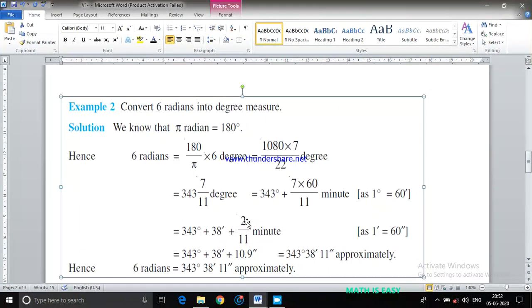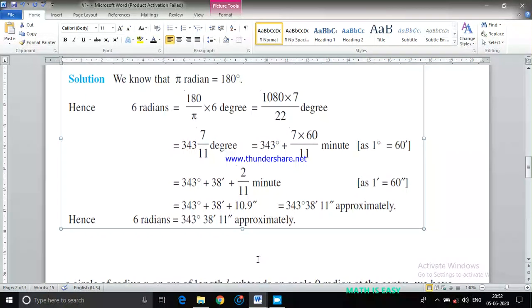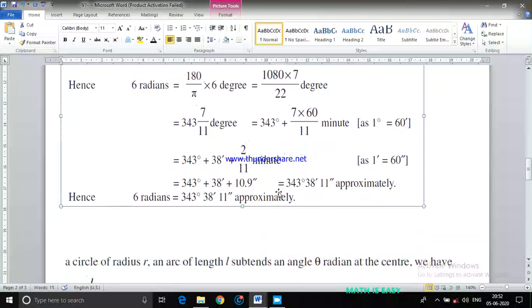2 by 11 minutes. Again, this 2 by 11 minutes will be converted into seconds. 1 minute is 60 seconds. So 2 by 11 minutes will be 2 by 11 into 60. That will come as 10.9 seconds. So the final answer in terms of degrees is 343 degrees, 38 minutes, 11 seconds approximately.